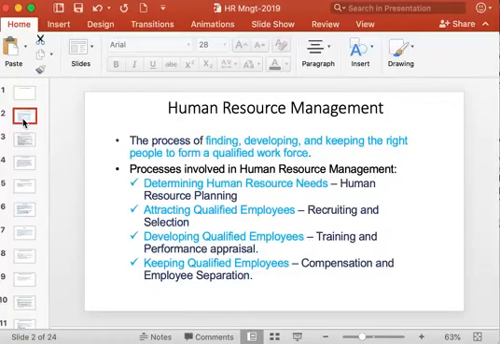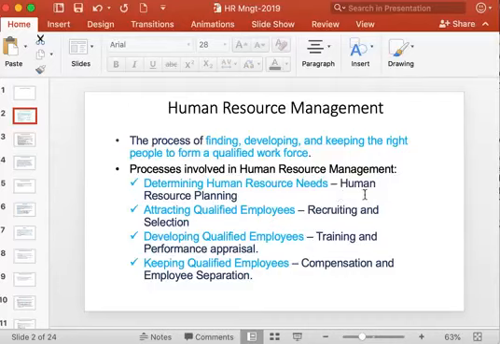So the human resource management involves determining human resource needs, attracting qualified employees, developing qualified employees, and keeping qualified employees.